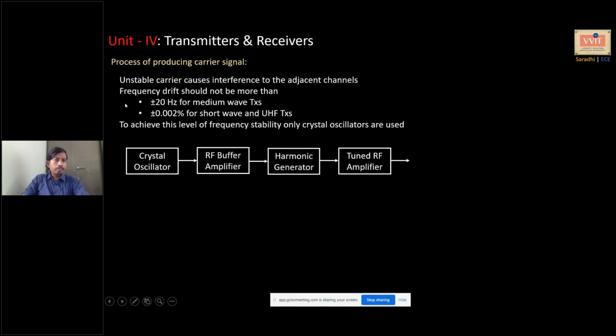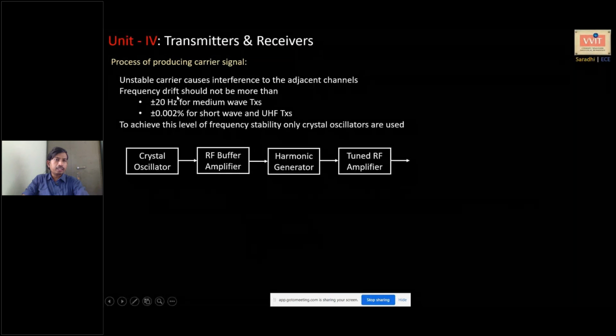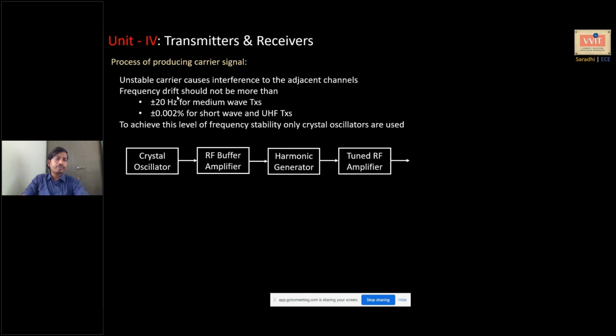Okay, so there will always be interference from the adjacent channels that is being caused by an unstable carrier. Now, why is this instability caused? It is caused by frequency drift, and this frequency drift is because of component values changing due to temperature variations and aging effects.